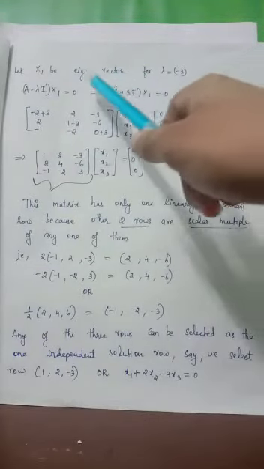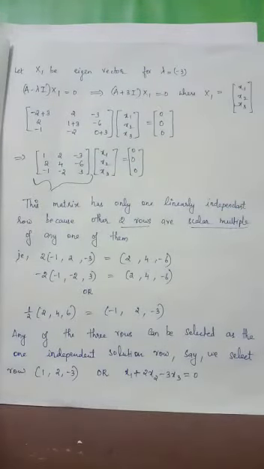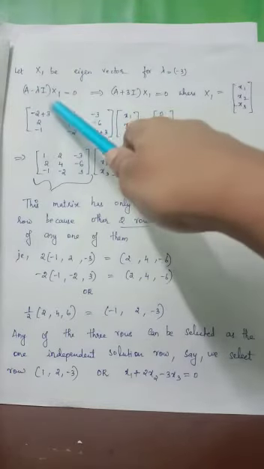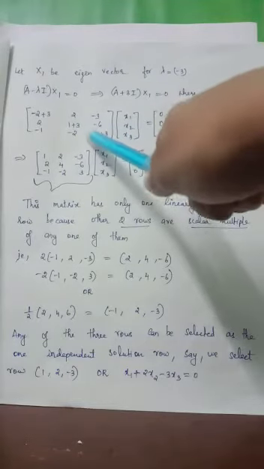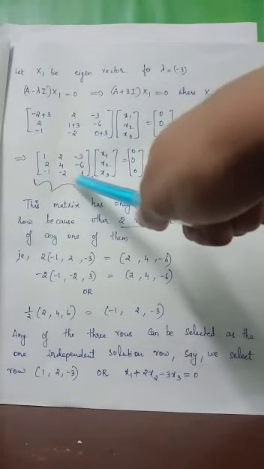Having found the eigenvalues, we can go to the evaluation of eigenvector. Eigenvector is found using the formula (A minus lambda I) into X1 equal to 0. Lambda is replaced by minus 3. You get a resultant matrix, and the simplified form looks like this.